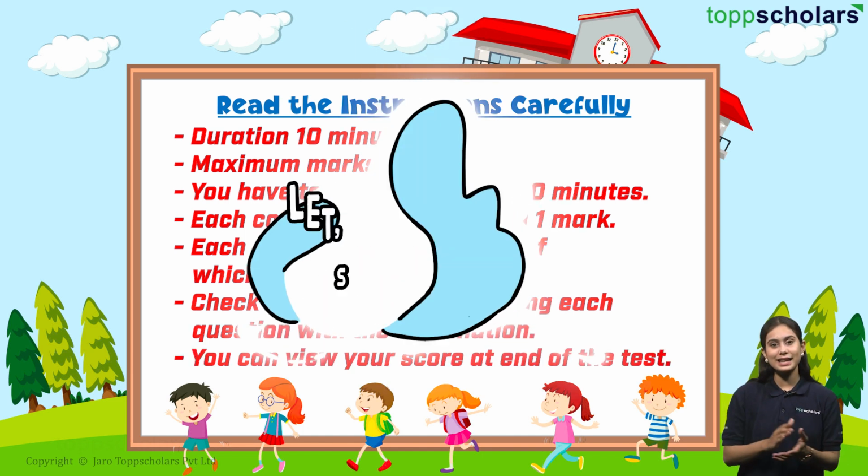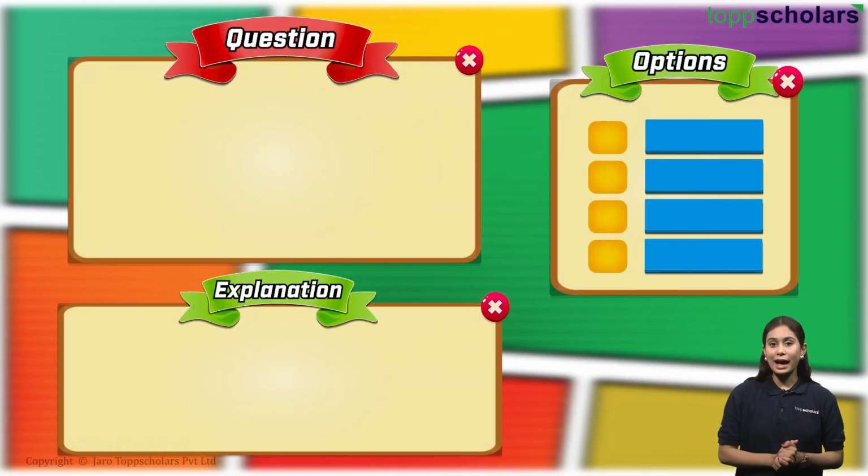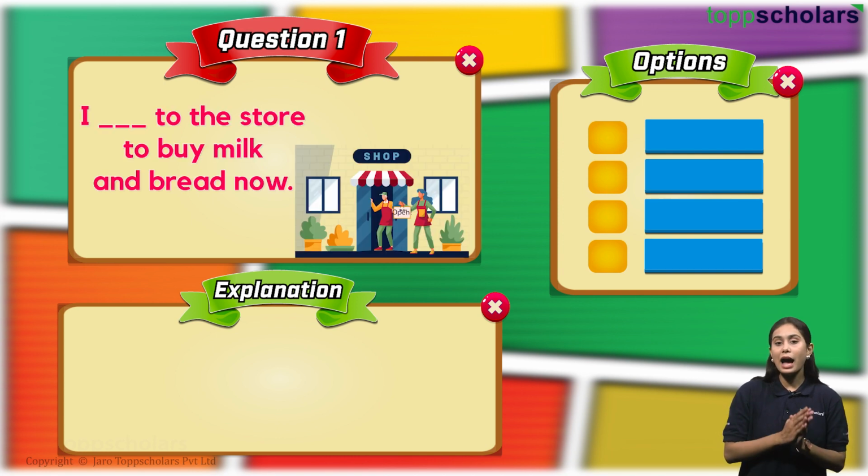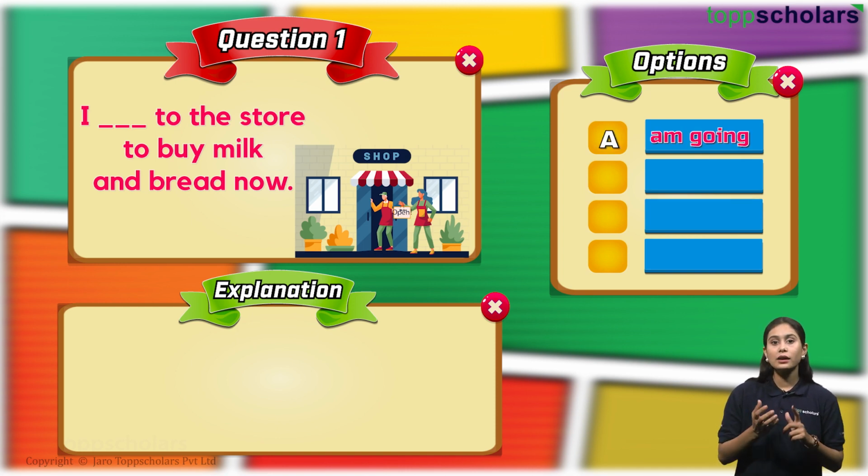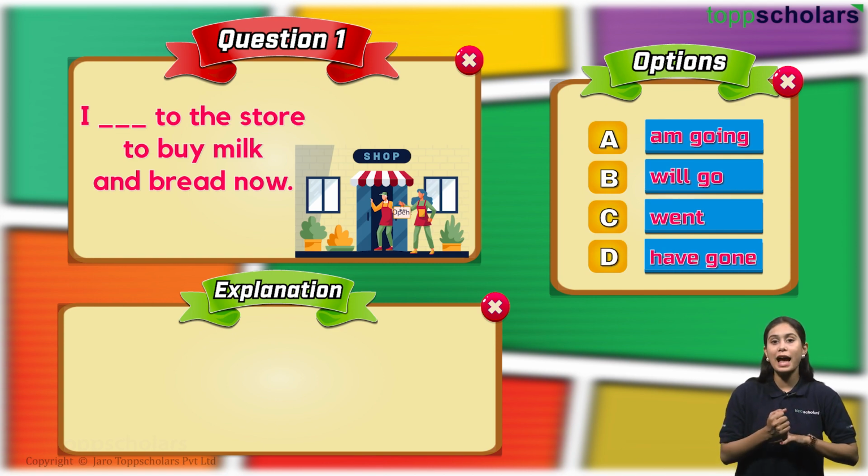So, let's start. Fill in the blank with appropriate main and helping verbs from the options. Question 1. I dash to the store to buy milk and bread now. Option A, am going. Option B, will go. Option C, went. And option D, have gone.